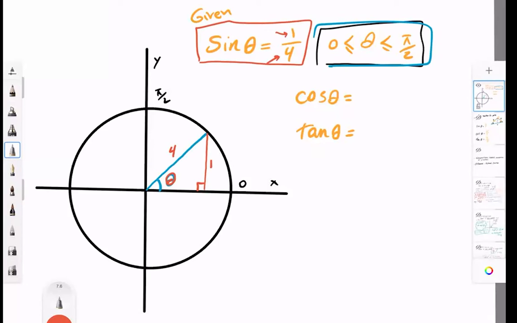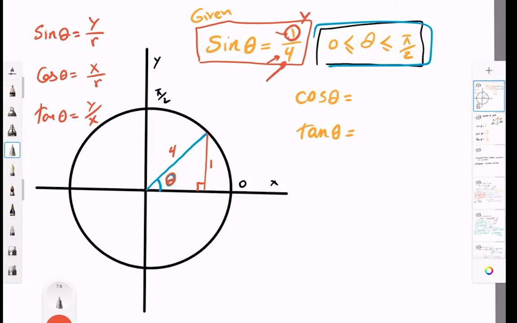On your note sheet, you should have sine of theta equal to y over r, cosine theta equal to x over r, and tangent theta is y over x. This is the same as opposite or adjacent over hypotenuse, but this is more direct. Sine is y over r, so that means 1 is y and r is 4. That's what I put.